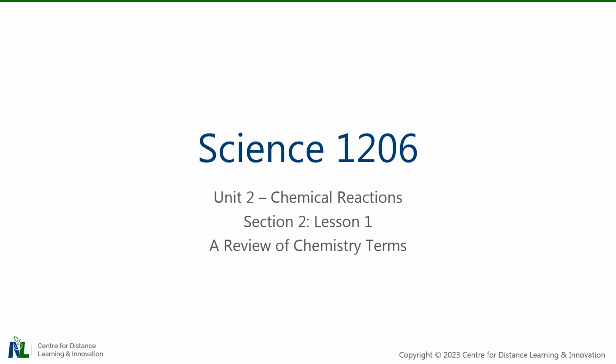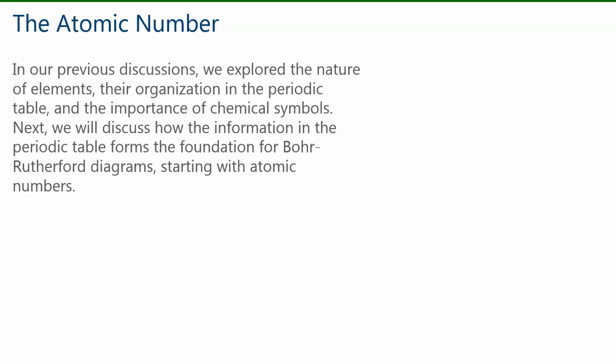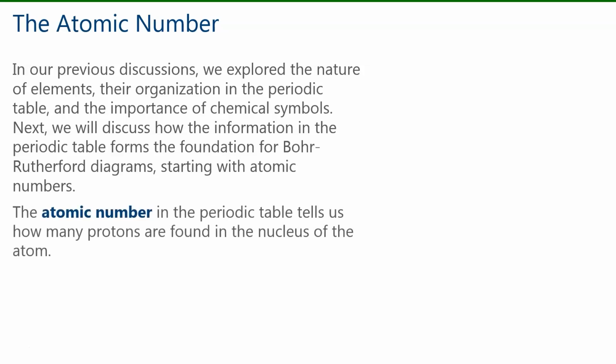So let's begin. Our first term is the atomic number. In our previous discussions, we explored the nature of elements, their organization in the periodic table, and the importance of chemical symbols. Next, we will discuss how the information in the periodic table forms the foundation for Bohr-Rutherford diagrams, starting with atomic numbers. Remember that the atomic number in the periodic table tells us how many protons are found in the nucleus of an atom.